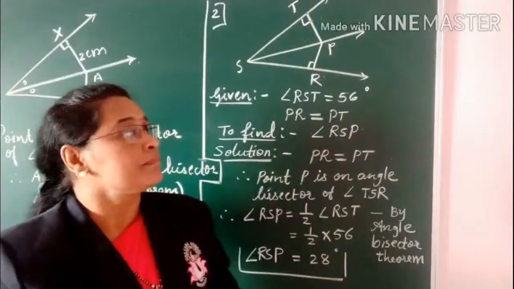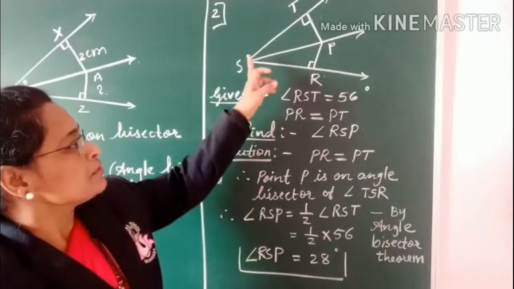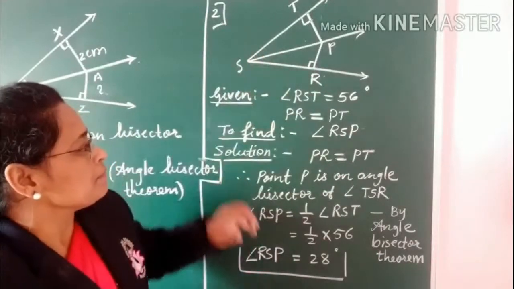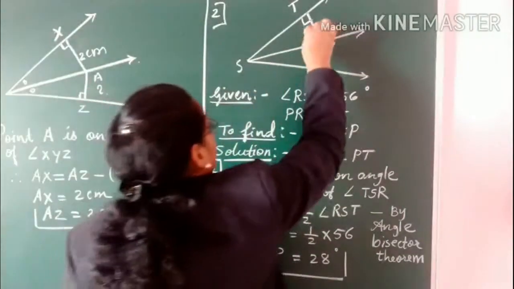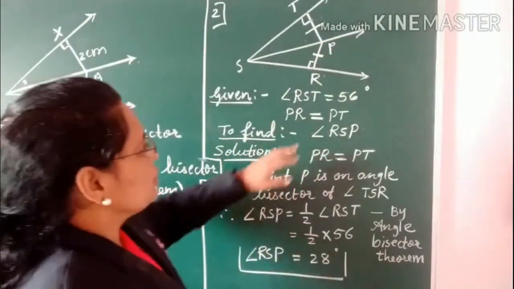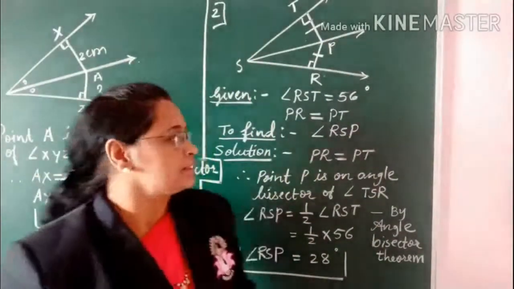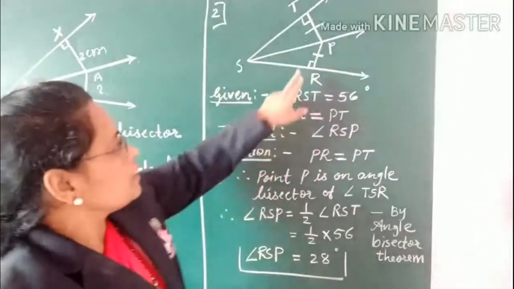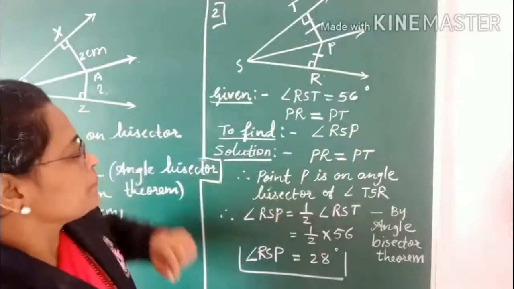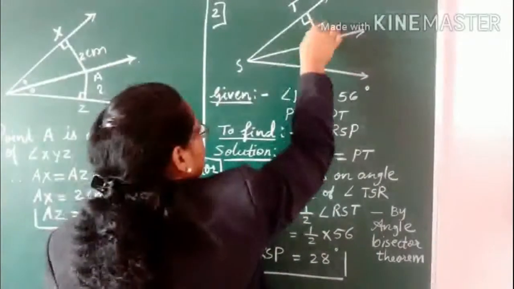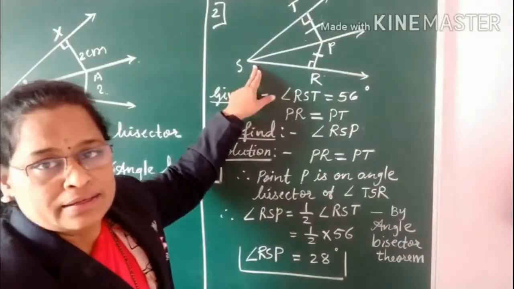So like that way we can use this angle bisector theorem. See the second example. The diagram is there in front of you. Angle TSR is there. And here it is given that the measure of angle RST is 56 degrees, and PR is congruent to PT. And so we have to find out the measure of angle RSP. So for this purpose, we will use again the angle bisector theorem. As it is given, segment PR is congruent to segment PT, and therefore, as both the distances are equal, point P is lying on the angle bisector of angle TSR.